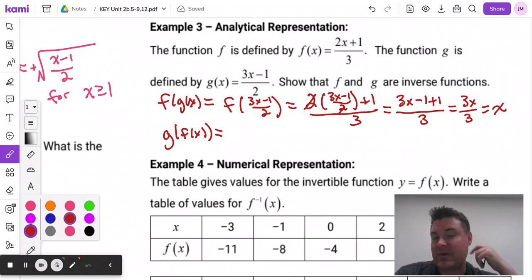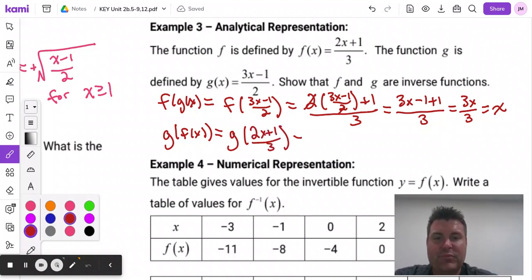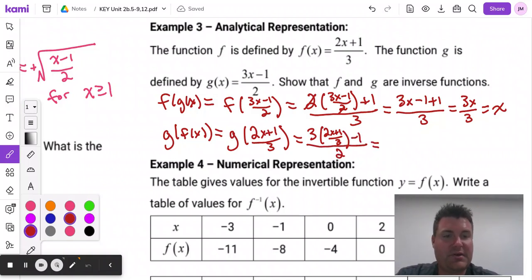I'm going to require that we do look at both of them, both compositions. So if we do that, we're going to get g of, and now the f value is 2x plus 1 over 3, which means I'm going to rewrite g now. But instead of x, I'm going to write down this 2x plus 1 over 3. So all over 2. 3 is going to cancel out, leaving me with just 2x plus 1 minus 1 all over 2, and this is looking good because we're going to get an x.